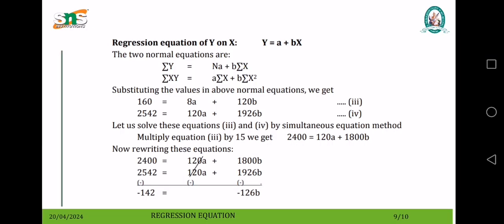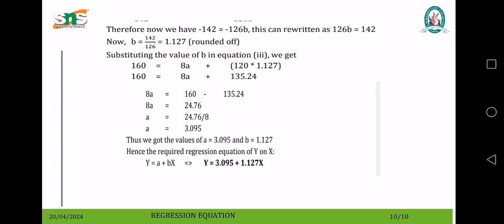Similarly, regression equation of y on x is y equal to a plus bx. The two normal equations are summation of y equal to na plus b sigma x, and summation of xy is equal to a summation of x plus b summation of x square. Substituting the values in above normal equations, we get two equations, and solving them, we get a is equal to 3.095 and b is equal to 1.127. Substituting in y equal to a plus bx, the required regression equation of y on x is y equal to 3.095 plus 1.127x.